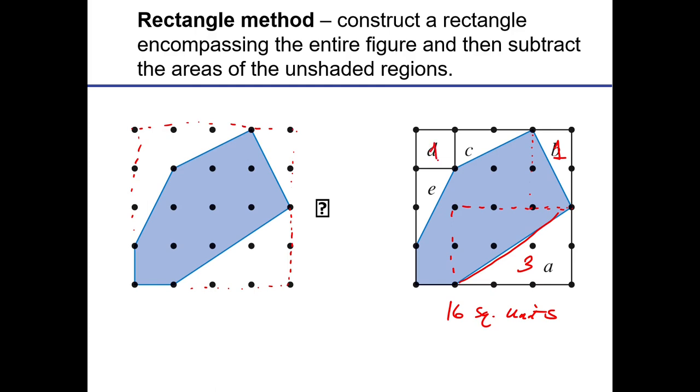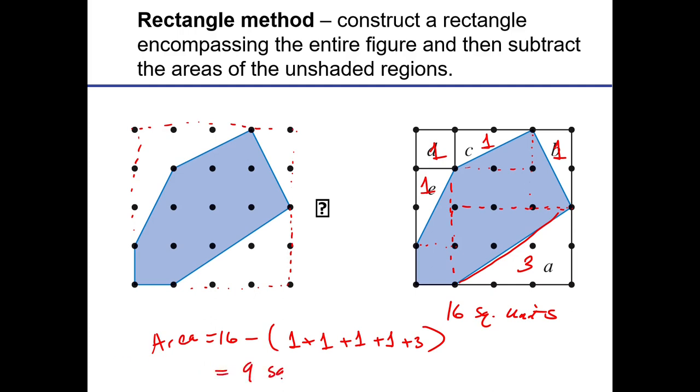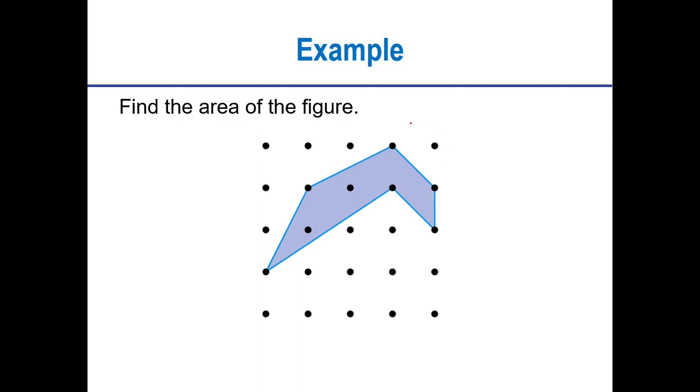D has an area of 1 square unit because it's a 1 by 1. E is similar to B because it's half of a 1 by 2, so E has an area of 1. C is also the same idea, so this is an area of 1. So to find the area of the shaded region, we will take 16 and subtract 1 plus 1 plus 1 plus 1 plus 3, and this gives us an area of 9 square units.